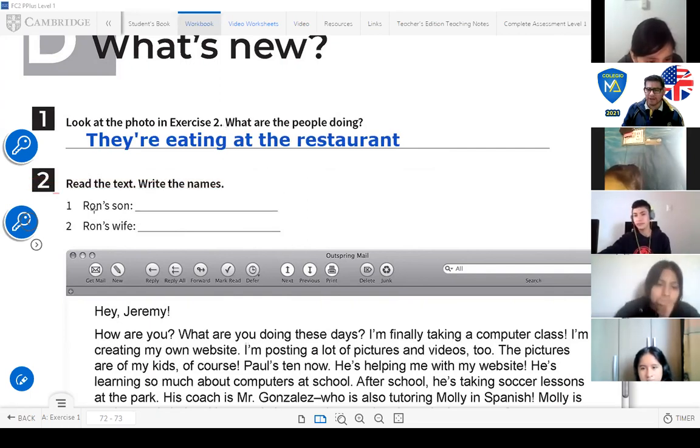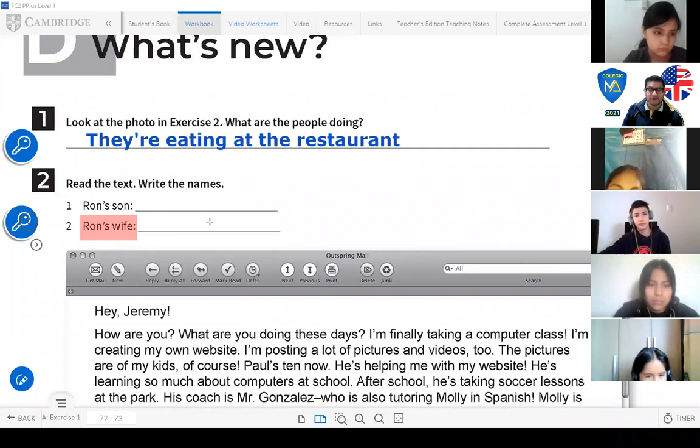We have to write the names on this part. We have Ron's son. What's the name of Ron's son? Now you have here number 2. What's the name of Ron's wife? Remember, Ron is el nombre, right? El nombre de la persona. Ron's wife. What's the name of Ron's wife? ¿Cómo se llamará? The wife of Ron. Yeah? Now we have to read this part. Yeah, we have to read the text.